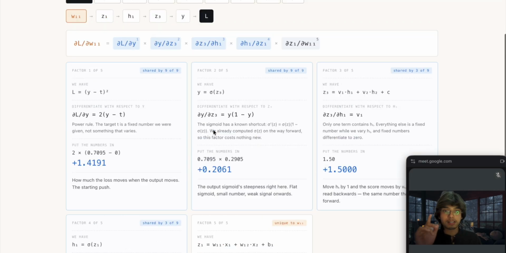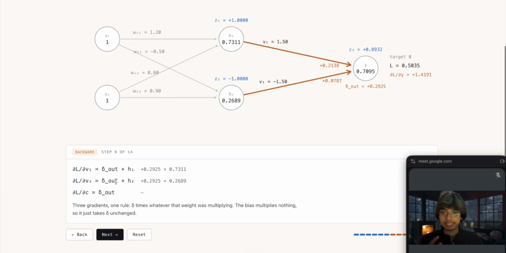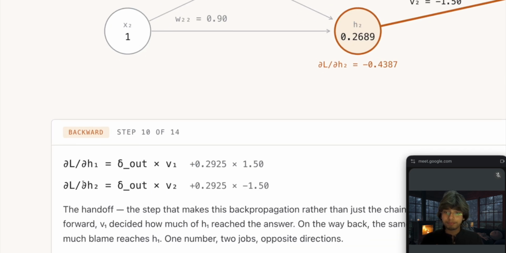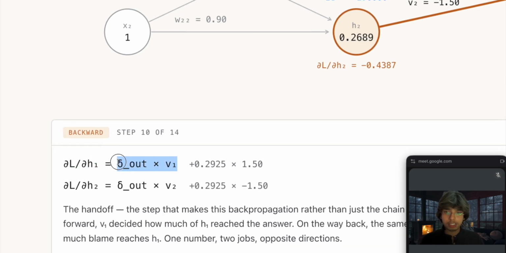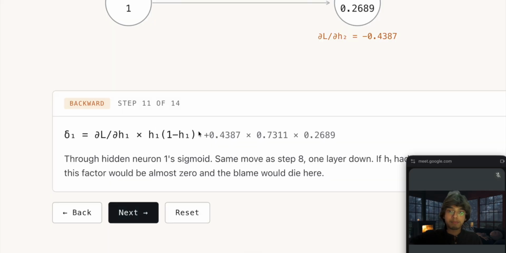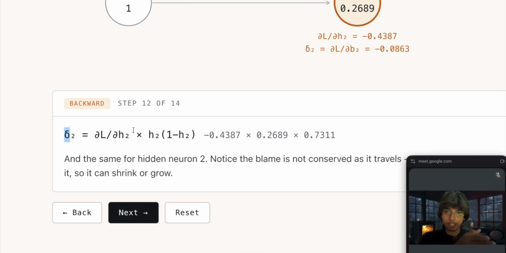So let's go back to the tracing example. So now we already saw this. We multiplied delta out with v1, and I told you there are two paths, right? So one is v1, the other one is v2. Now in the next step comes the h1, right? This is path 1, so I'm calling it delta 1. And the other path will deal with h2, delta 2.